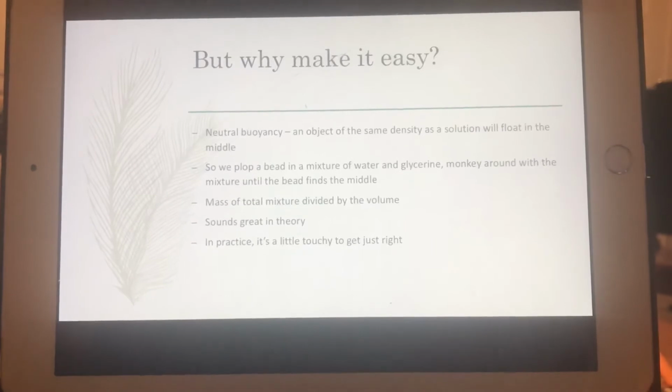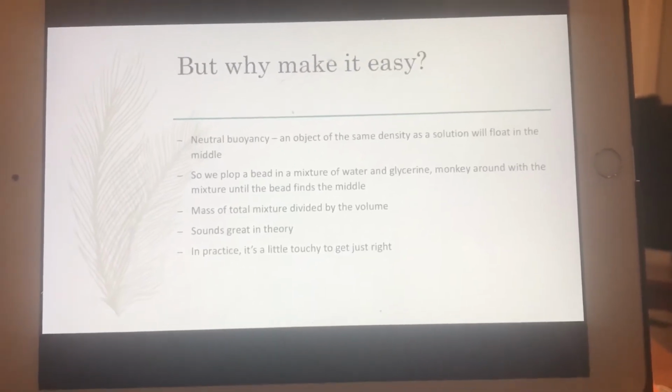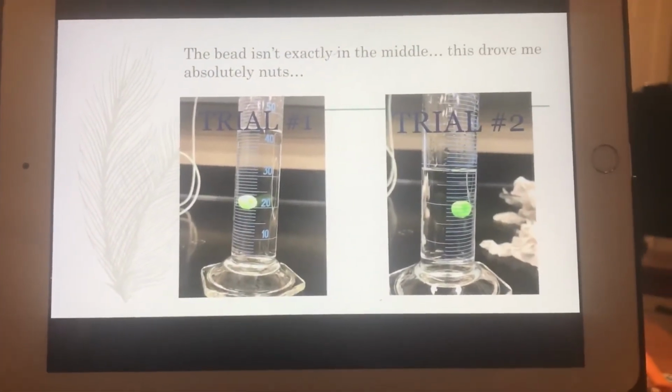So it sounds great in theory. In practice, it got a little touchy, and this one kind of gave me fits because I was being a little bit of a perfectionist about it. But here's what we ended up with.